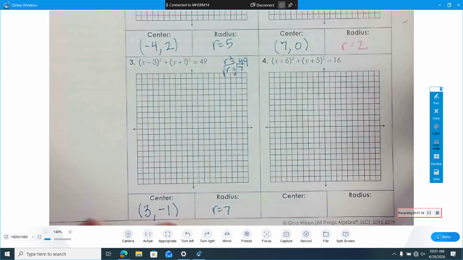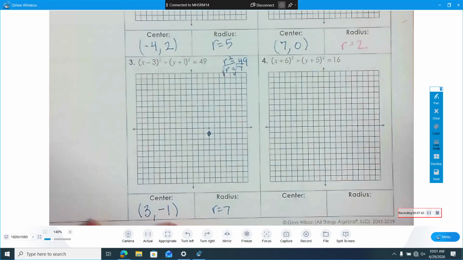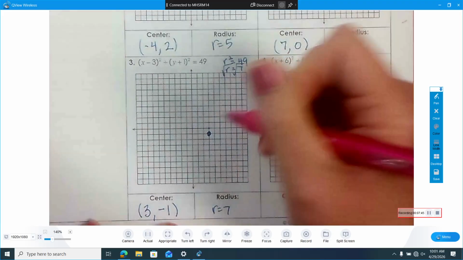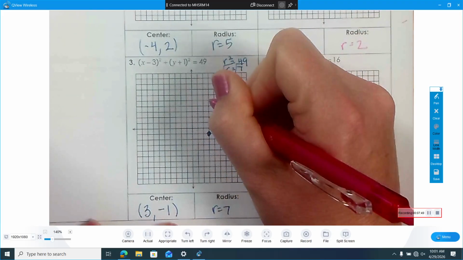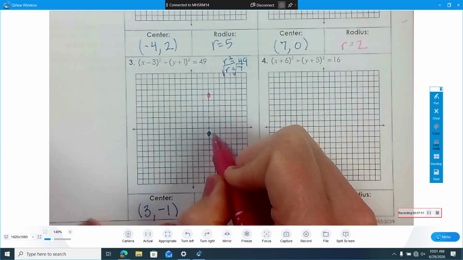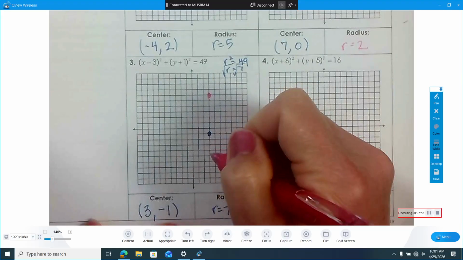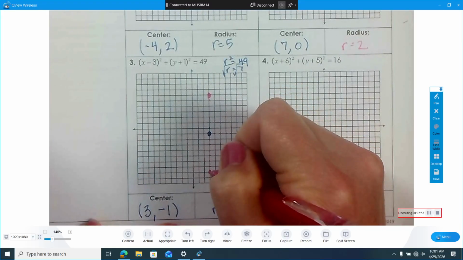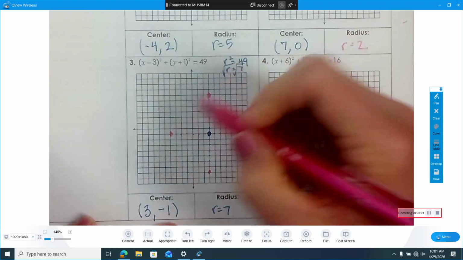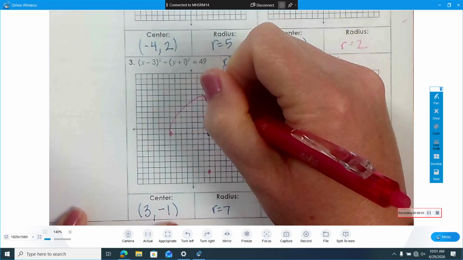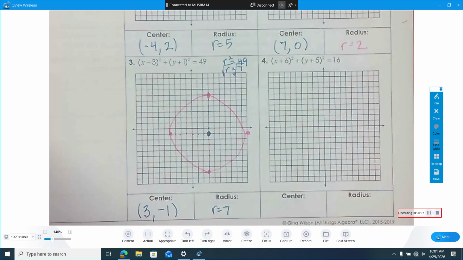All right, so we're going to plot the center at (3, -1), and then just count your radius. 7 away. 1, 2, 3, 4, 5, 6, 7. And then connect the dots in as close to a circle as you can get. Looks kind of more like a rounded square usually.